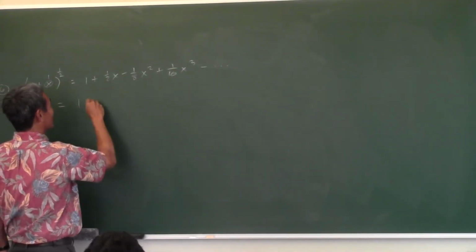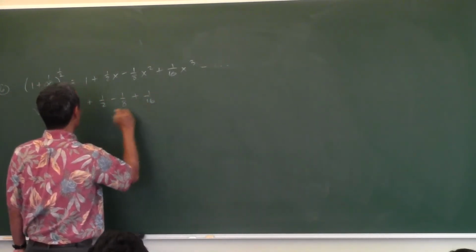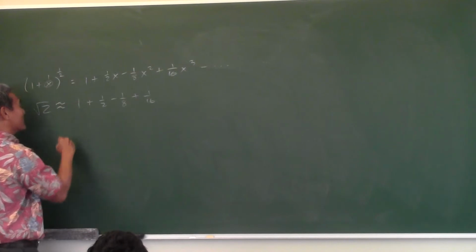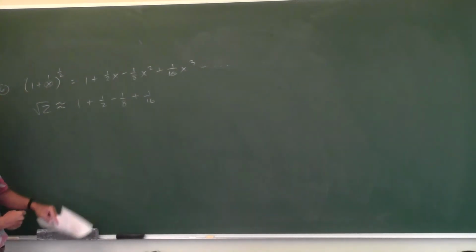1 plus 1/2 minus 1/8 plus 1/16. We're just going to make an approximation, so it's approximately that. And then all you have to do is add up those numbers.